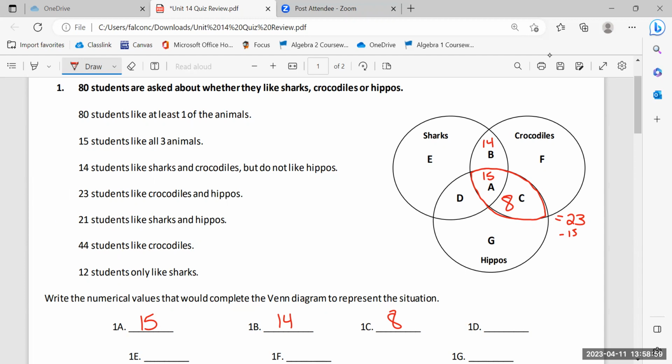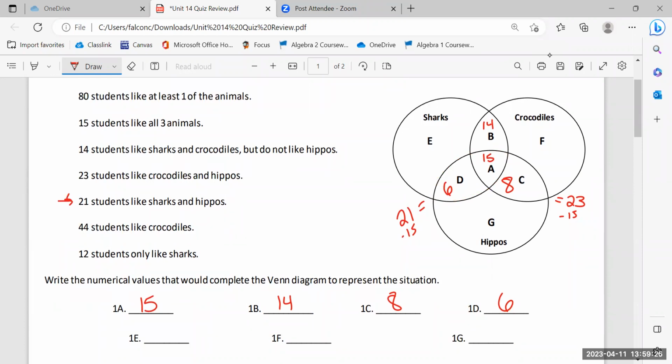All right, next thing they give us is 21 students like sharks and hippos. So that's going to be the intersection between sharks and hippos, right here. That means this part needs to be equal to 21. To figure out what D is, we're going to do 21 minus the 15 that's already in there. So D would be 6. I should have a 6 right there.